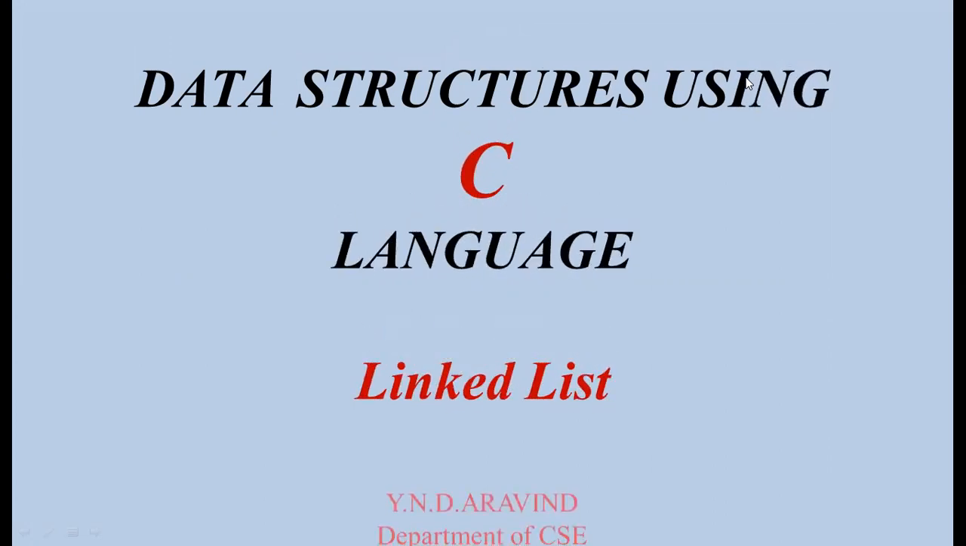Today we are going to discuss linked lists in data structures and algorithms. Now let us see what a linked list is. A linked list is a dynamic data structure, a collection of data in which each element contains the location of the next element. That is, each element will contain two parts: one is the data part and the other is the link part.